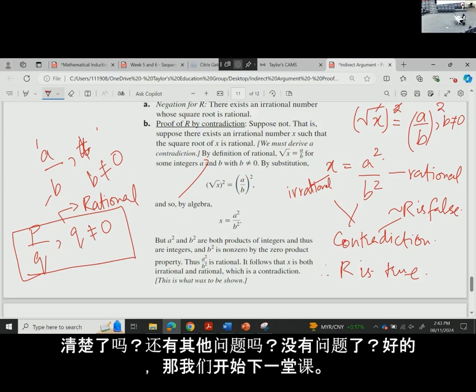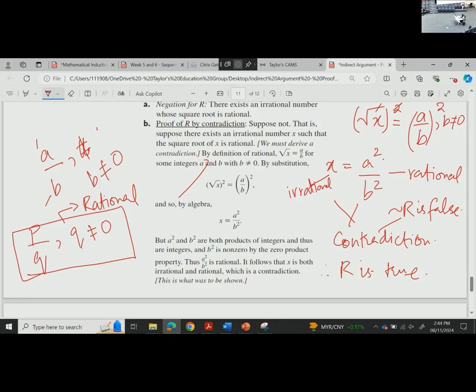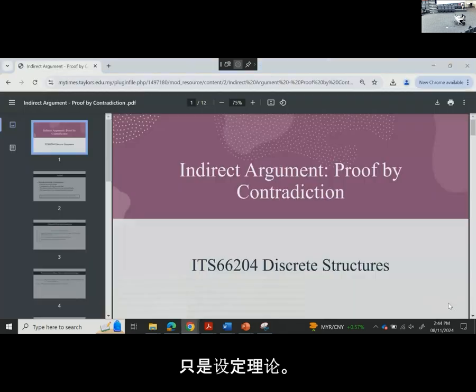No more questions? Okay, then we will start the next lecture, which is set theory.